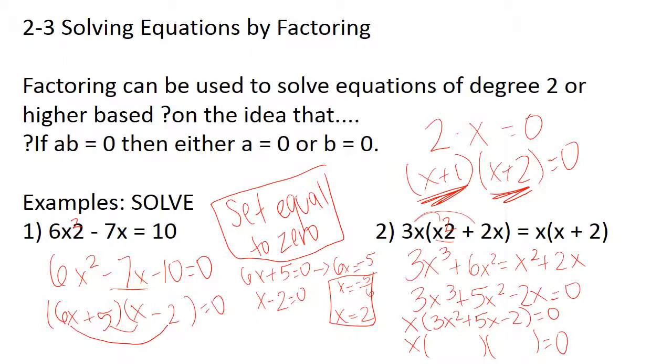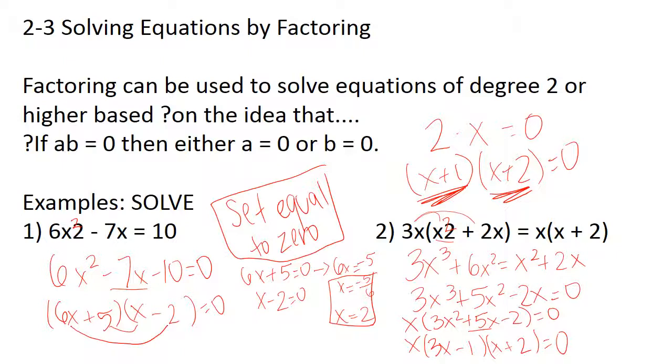I'll give you a second. So when you factor this, you should end up with 3x and x. And then the factors of 2 are 2 and 1. And I want to have them add up to equal positive 5. So 3x times 2 would be 6 minus 1 would give me positive 5.